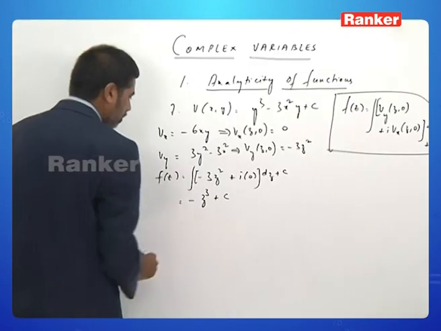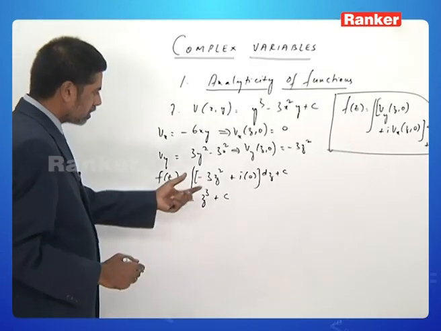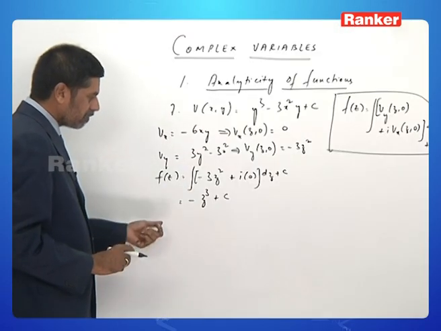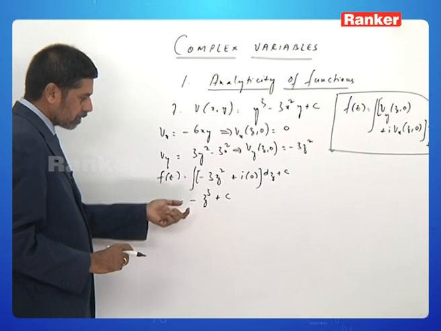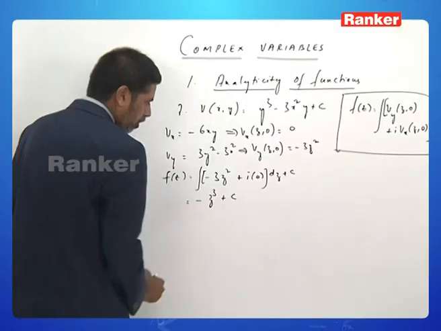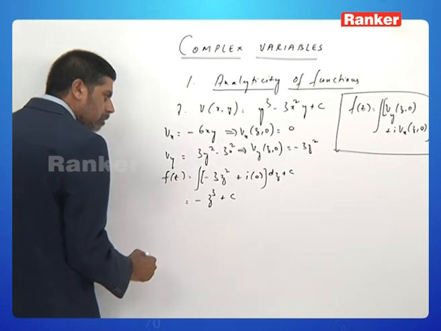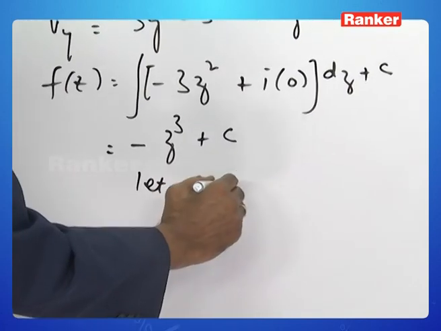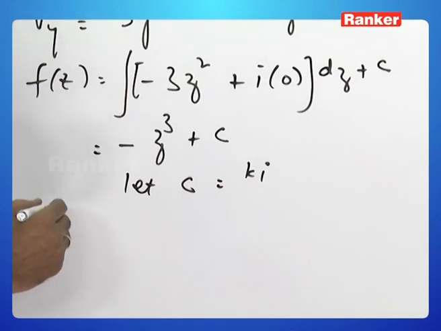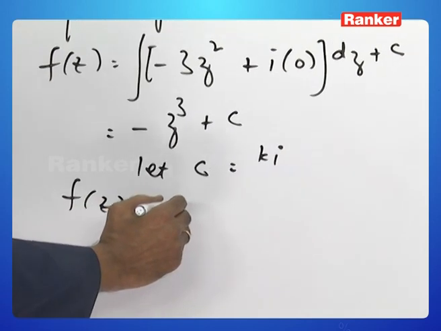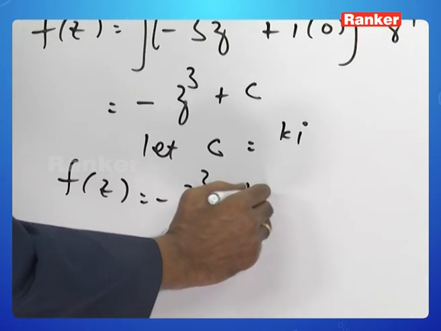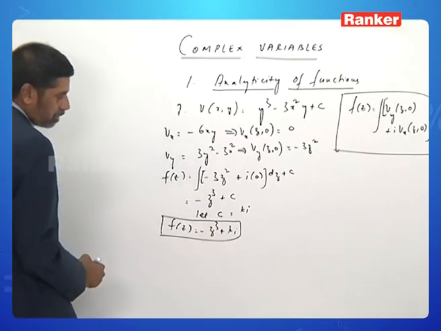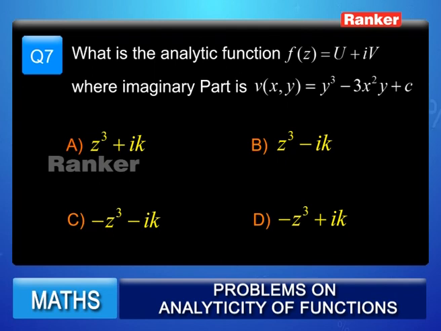plus constant. Of course, this constant can be a real constant or imaginary constant, and you will find that in the option 1 the constant is coming along with the imaginary i. So if you let c is equal to some ki, f of z is equal to minus z cube plus ki matches with one of the options. So you can find option D matches with this one.